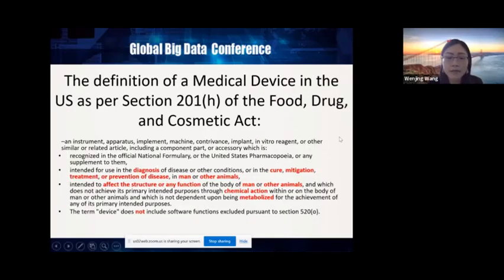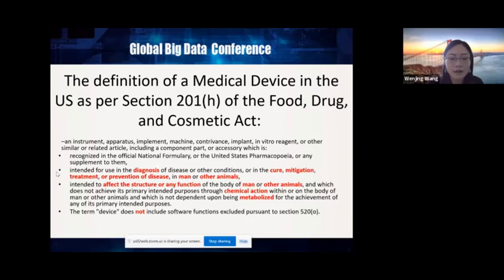So here is the definition of a medical device in the US per the Food, Drug, and Cosmetic Act. I highlighted some of the key points. One thing I wanted to point out is if it's intended for use in the diagnosis of the disease or other conditions, then it could be considered as a medical device.